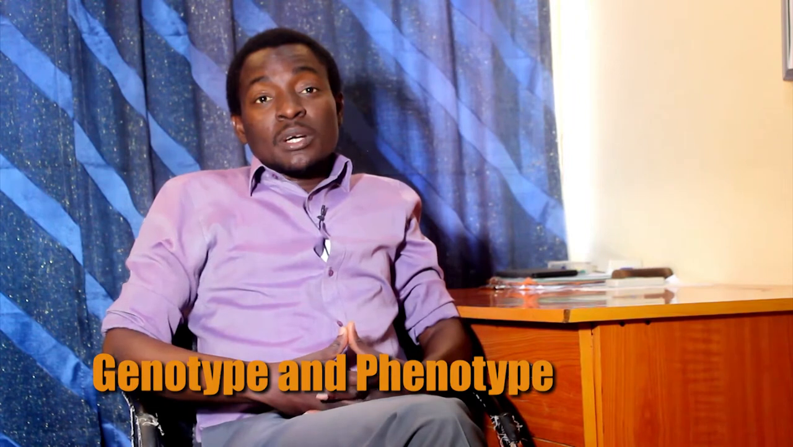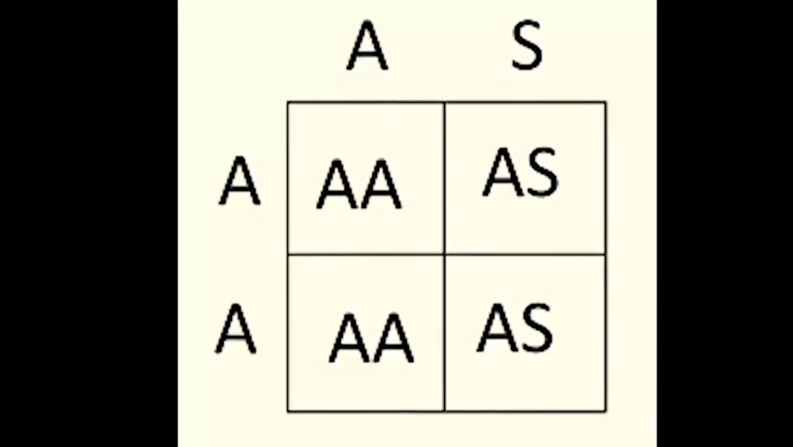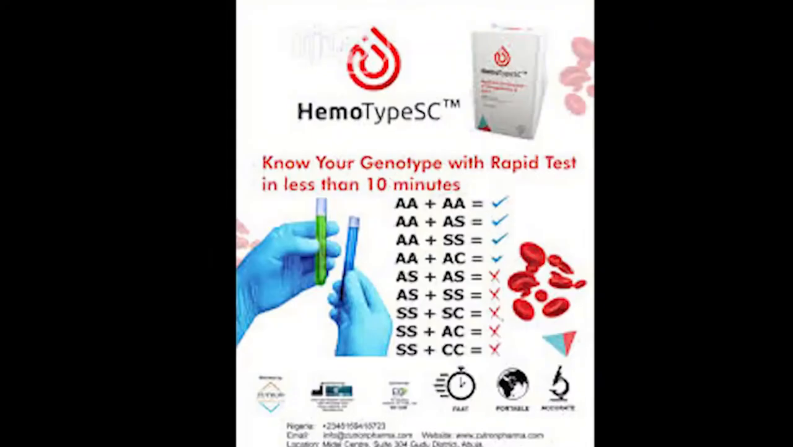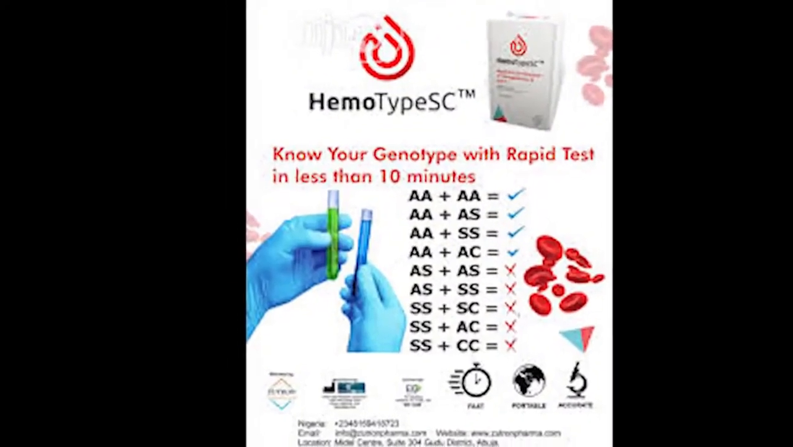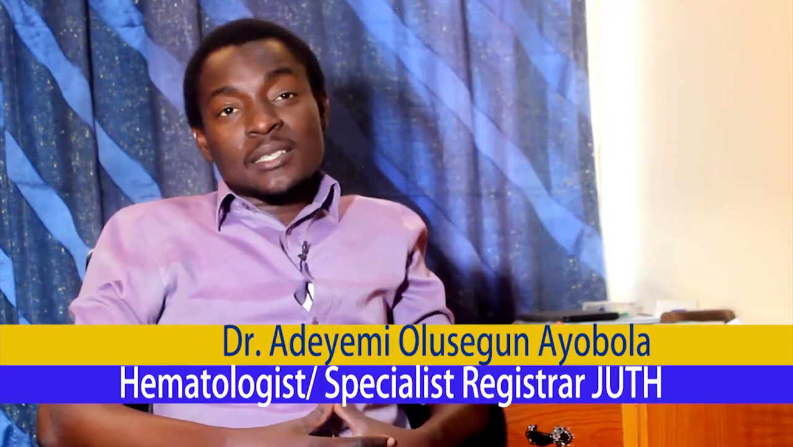Like every other person knows, those are the common types of genotype. That is, we talk about AE, AS, SS, sometimes SC, sometimes AC as well. So these can occur in variable combinations, depending on the type of hemoglobin that the individual has.